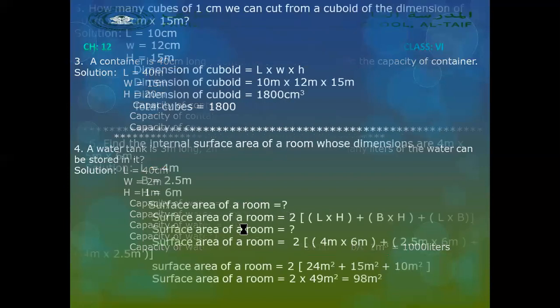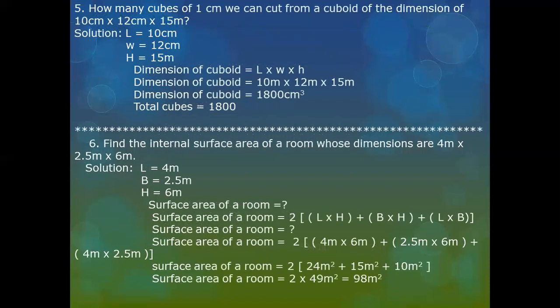Now in sum number 5, we have to find how many cubes of 1 centimeter there are. The dimensions we are given are 10 centimeter, multiply by 12 centimeter, multiply by 15 centimeter. Here, dear students, we are given centimeters.